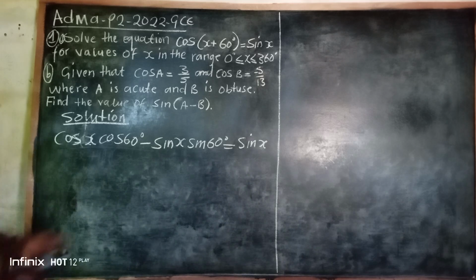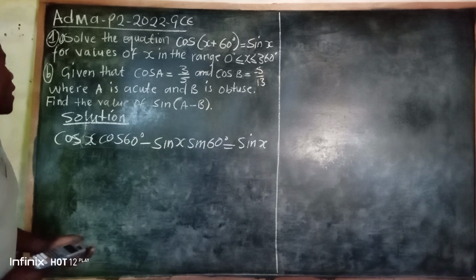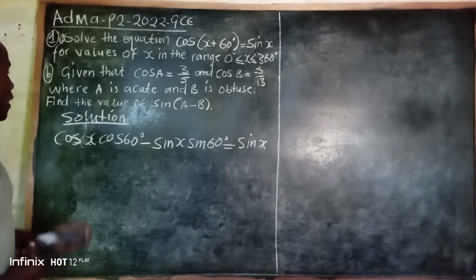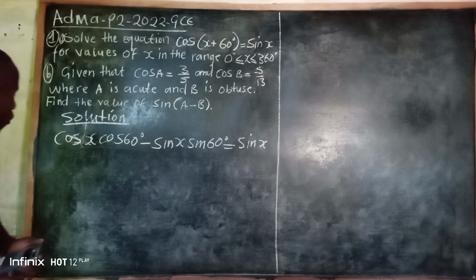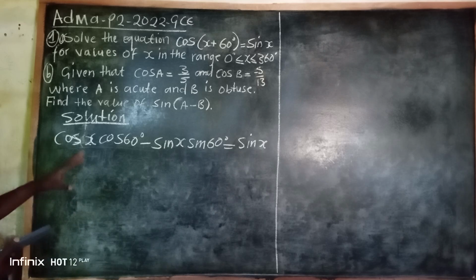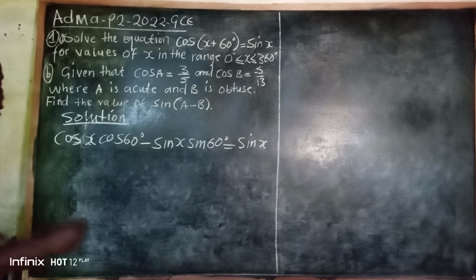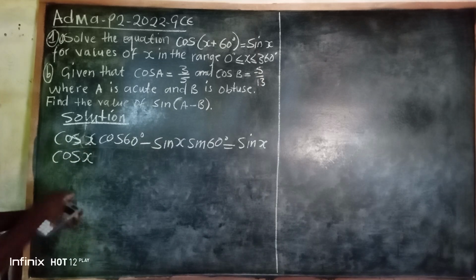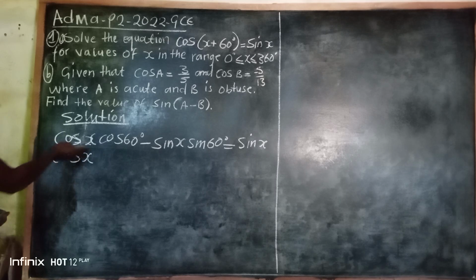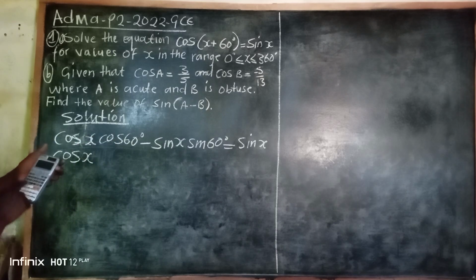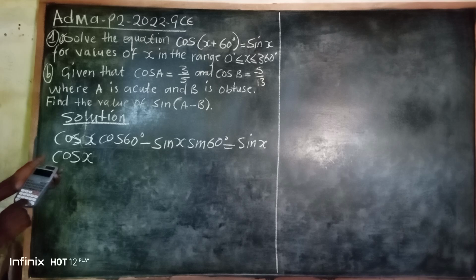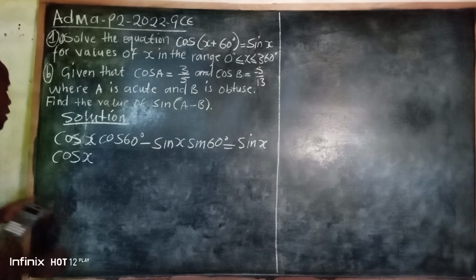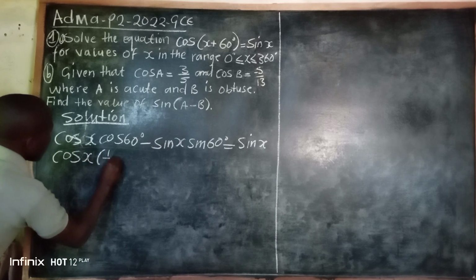If you are good enough and you know the special angles, then you can just go direct. Remember, in paper 2 we are encouraged to use a calculator, so you don't have to waste much of your time considering those special angles. Instead, you just get a calculator. Here I've written down cos x times cos 60. So what is the value of cos 60? The value of cos 60 is 1 over 2.